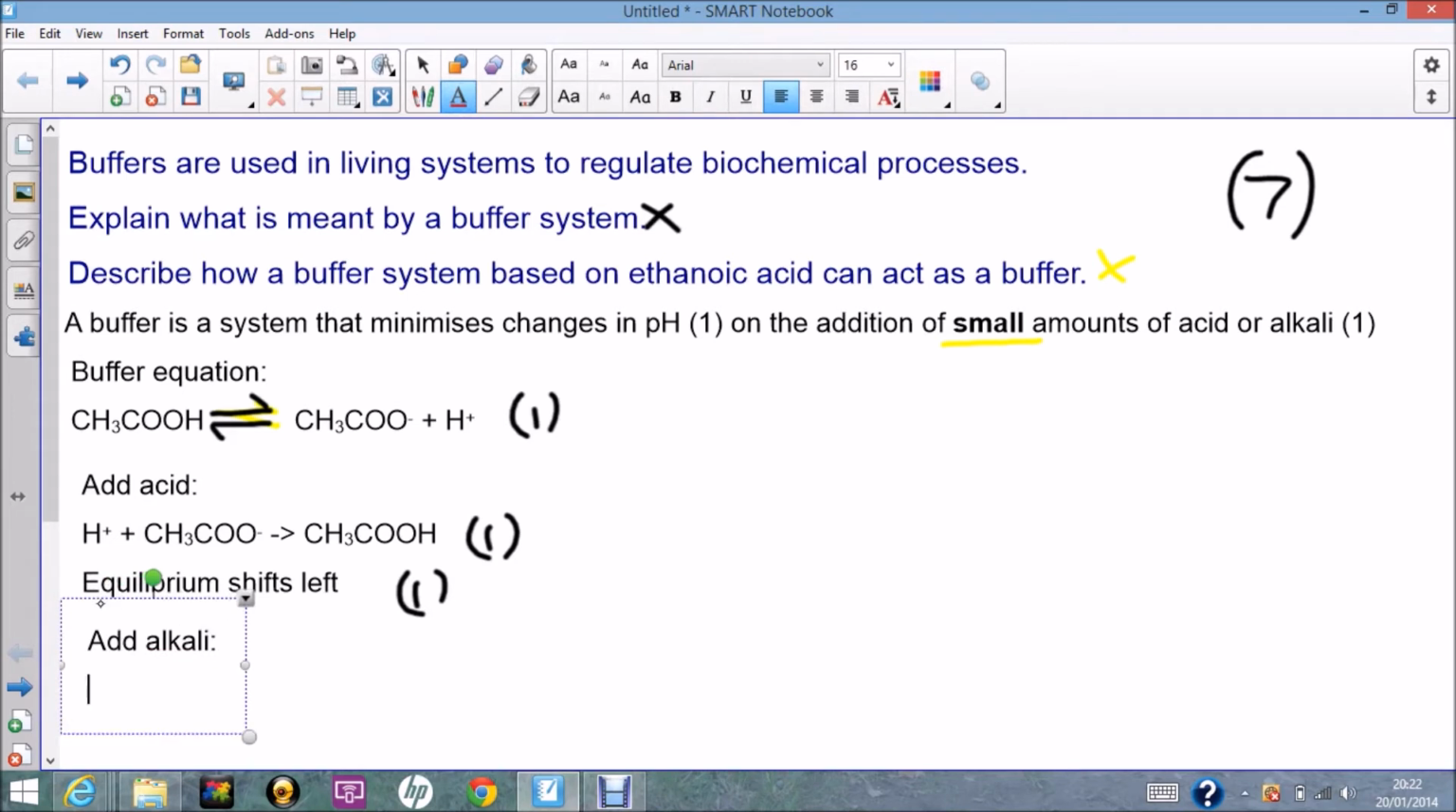So if you're adding alkali, what you're actually adding is the OH minus ions. Look again at your buffer equation up here. OH minus will react with H+, forming water. Again, look at your equation. If we're decreasing the concentration of H+ ions, then this equilibrium is naturally going to want to restore them, so equilibrium will shift right.